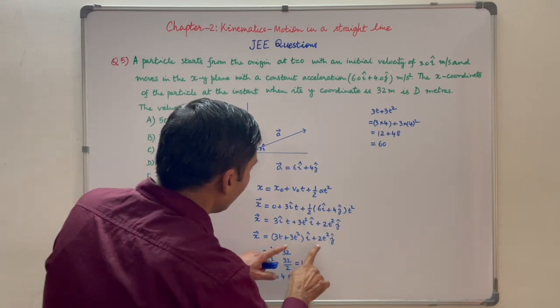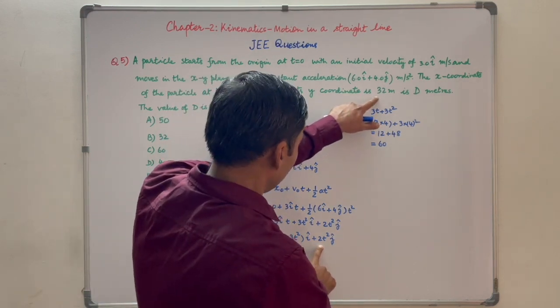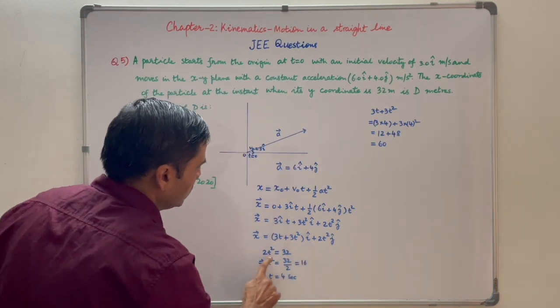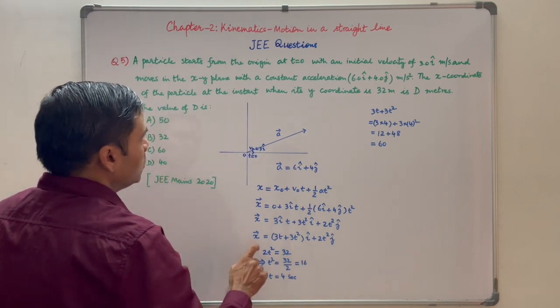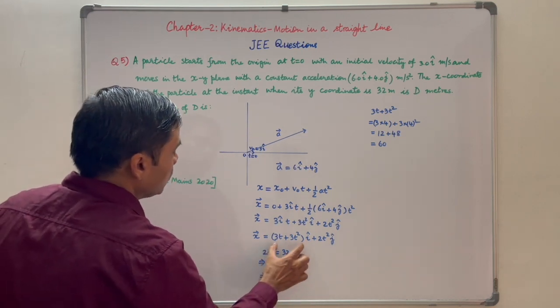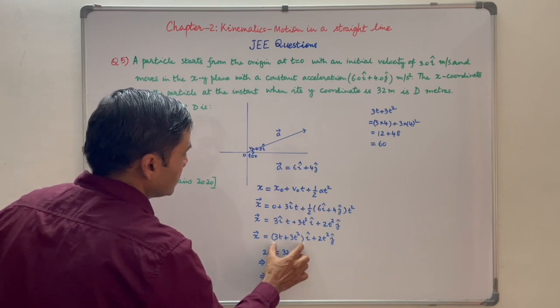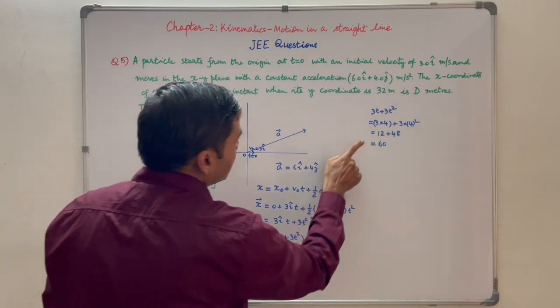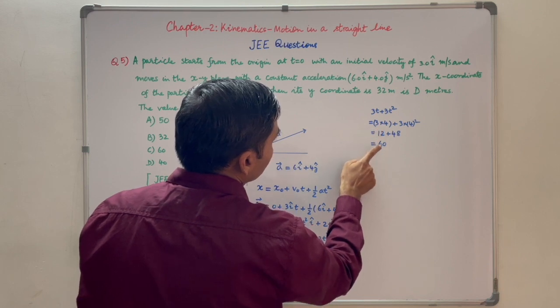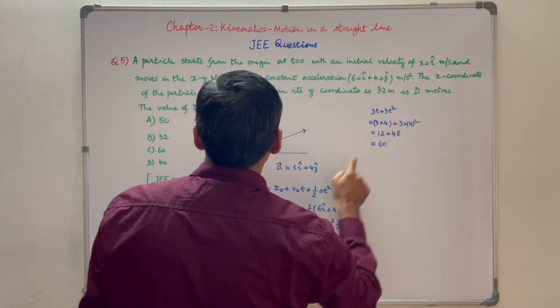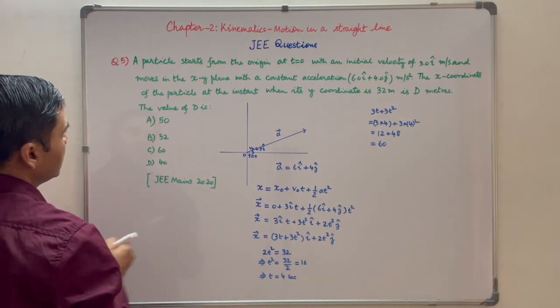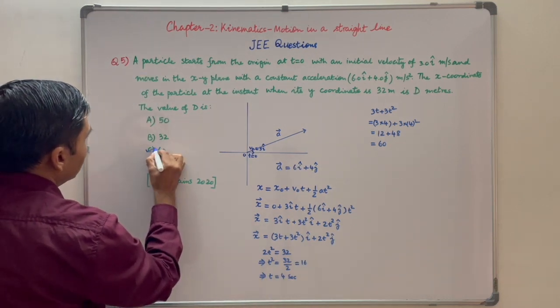Now equate the y coordinate with 32. So 2t square is equal to 32. So t comes out to be 4 seconds. To know the x coordinate, you need to put the value of t in this 3t plus 3t square. So put t equal to 4, you will get the x coordinate as 60, means d is 60. So the correct option is option C.